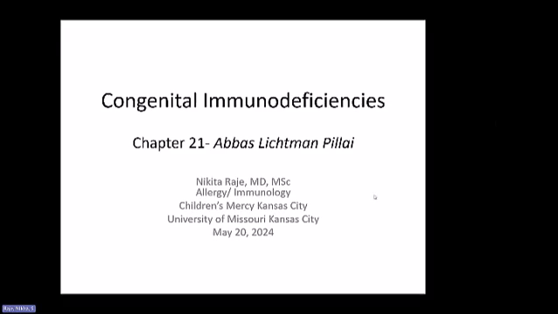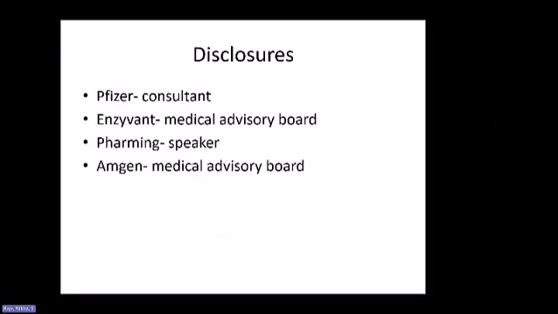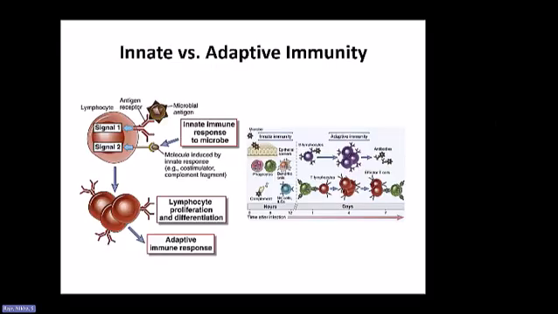Okay, so today is May 20th, 2024. I'm Nikita Raje from Children's Mercy, Kansas City, University of Missouri, Kansas City. We'll be talking about Chapter 21 from Abbas, primary and acquired immunodeficiencies. And just as I mentioned, we'll focus on the primary immunodeficiencies for this lecture. Here are my disclosures, nothing relevant to the talk today.